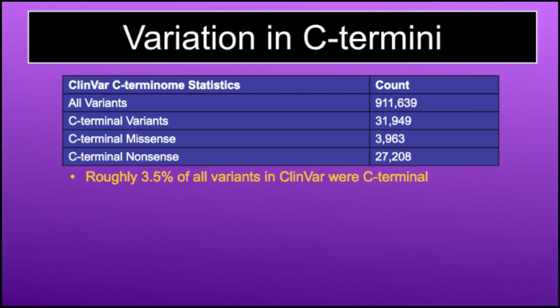Here are some of the statistics on the ClinVar variants. There are a total of 911,639 variants in the ClinVar dataset, and 31,949 of these, or about 3.5%, are on the C-termini of proteins. 3,963 of these C-terminal variants are missense, and 27,208 of them are nonsense.